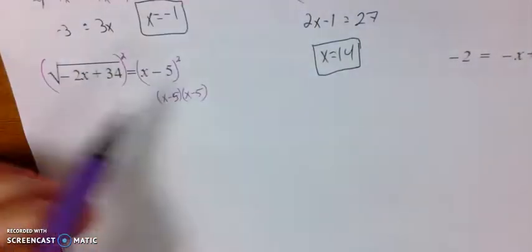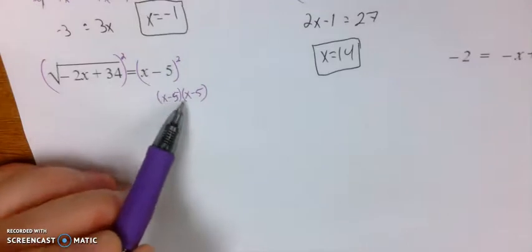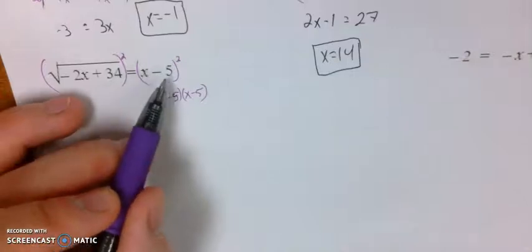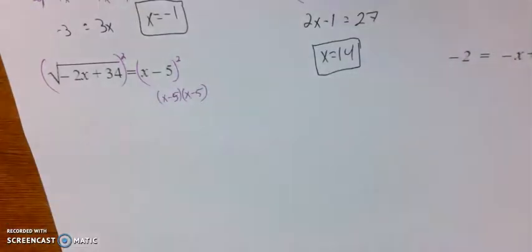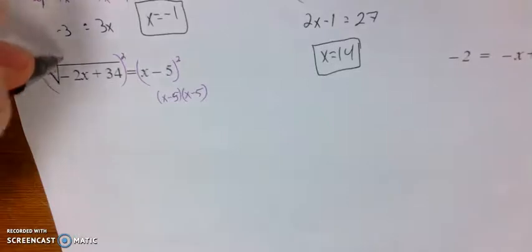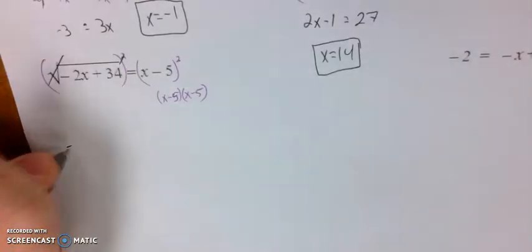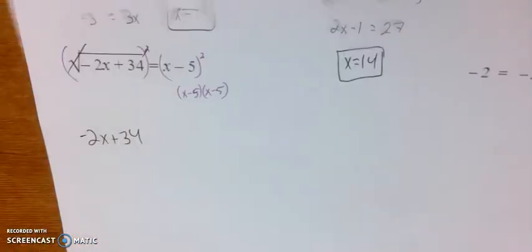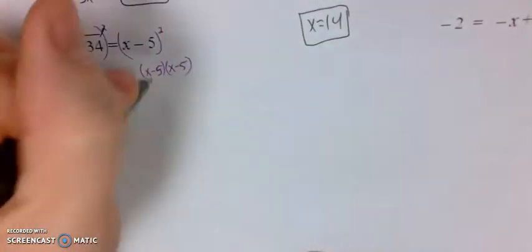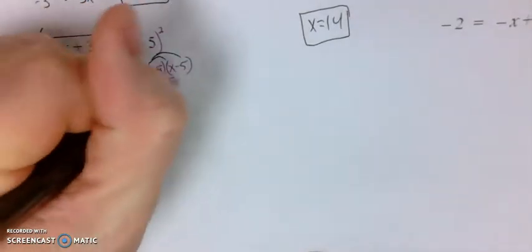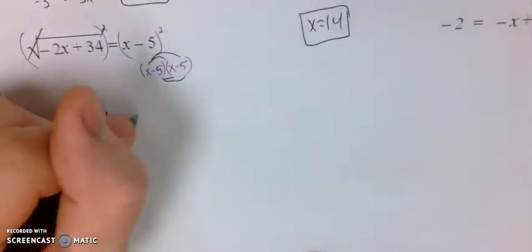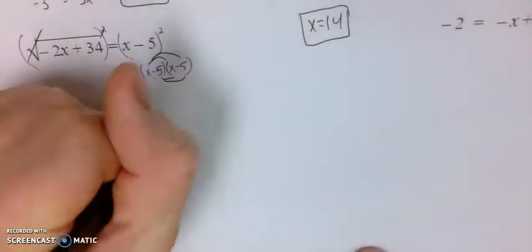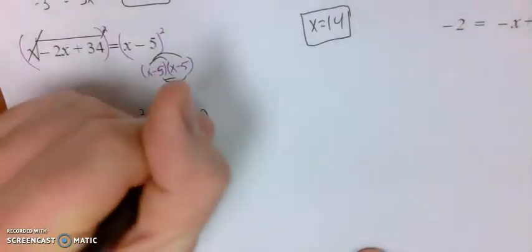Now, when I have x minus 5 quantity squared, that's really x minus 5 times another x minus 5. Big mistake is people will think it's x squared minus 25, and that is not the case. So on the left side of the equation, radical and the power knock each other out. So I have negative 2x plus 34, equals, if I did some distribution here, this would be x squared. I'd have a negative 5x and another negative 5x, minus 10x plus 25.